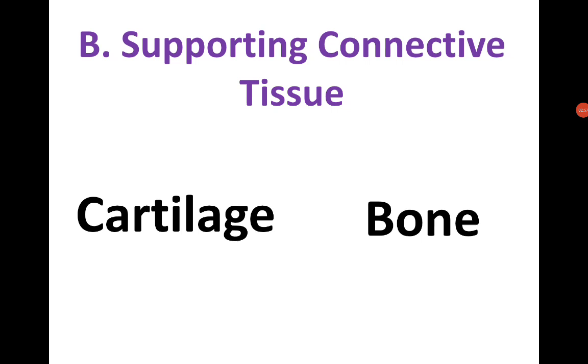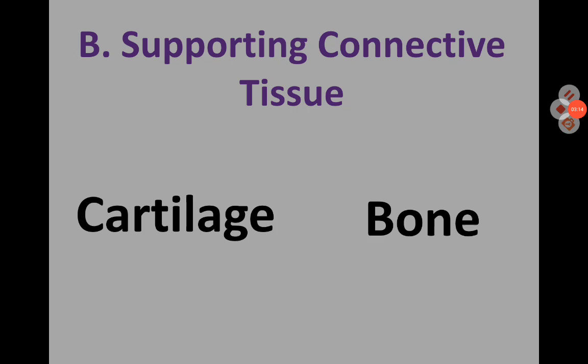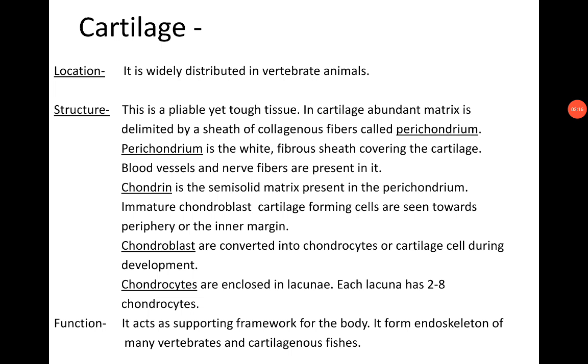Supporting connective tissue is divided into subparts: cartilage and bone. So let us start supporting connective tissue. First subtopic, cartilage. Location: it is widely distributed in vertebrate animals, widely distributed all over the body.